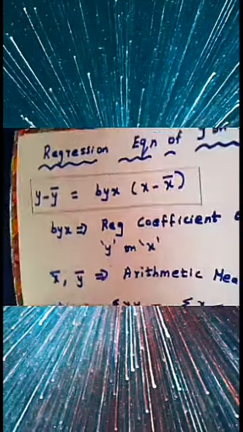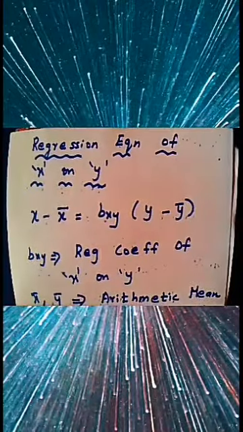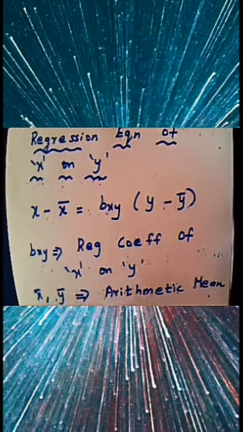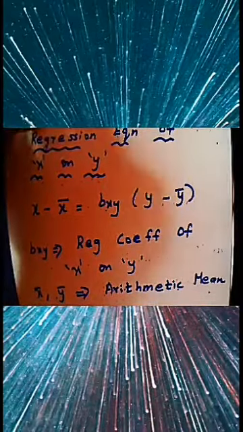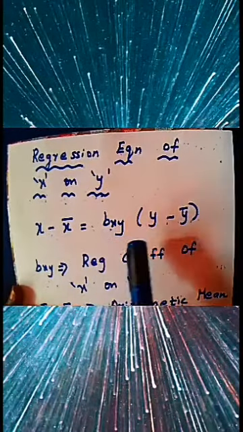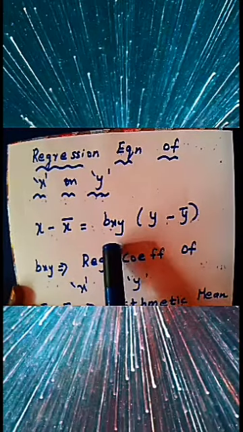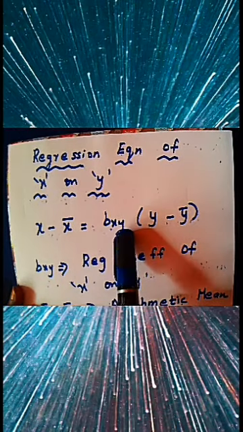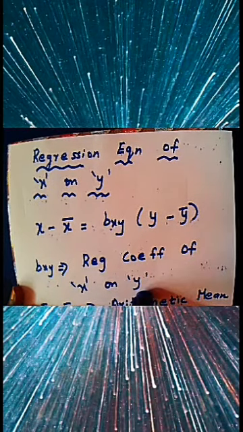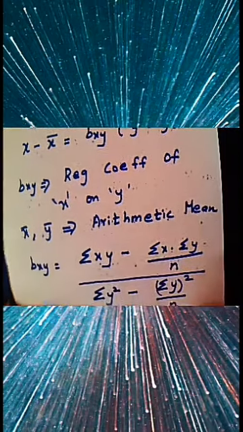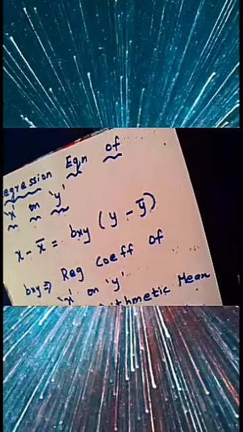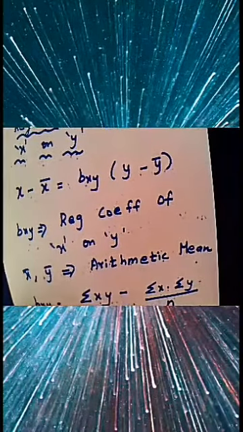Okay, students. Next, regression equation of x on y. The formula is x minus x bar is equal to bxy times y minus y bar. So bxy is your regression coefficient of x on y. Bxy means x is dependent on y variable. Your x bar, y bar is your arithmetic mean. Okay, students, and then you can just have a look.